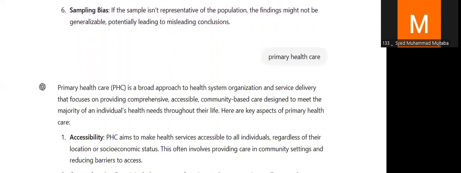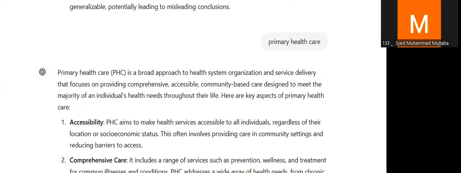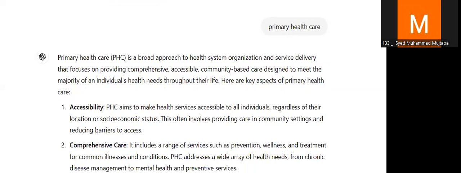Now I'll be covering the topic of primary healthcare. So what is primary healthcare? Primary healthcare is affordable and accessible healthcare. Its main principles are that universal healthcare should be accessible to all and free to all. It basically involves the cooperation of several organizations as well as the active participation of the community.